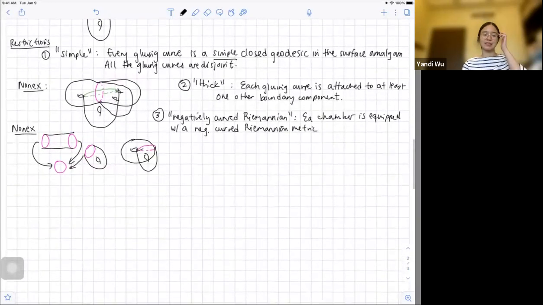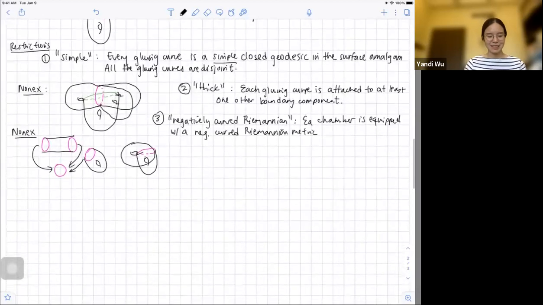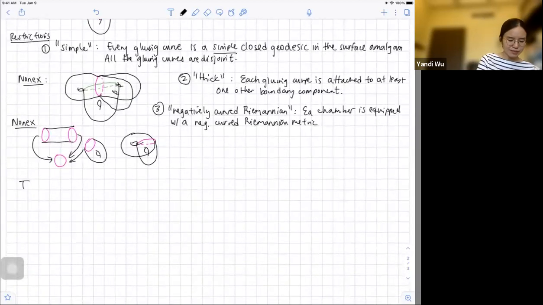So these are just some pictures to give you an idea of what the objects I'm studying are. Yeah, so this is kind of what I'm studying. And then the third part of my talk, I'm just going to be talking briefly about the sketch of the proof.